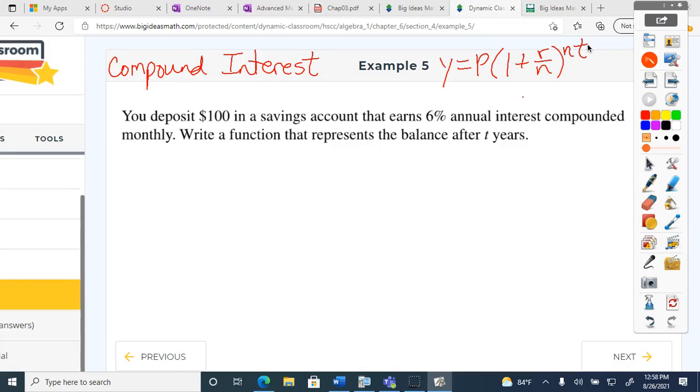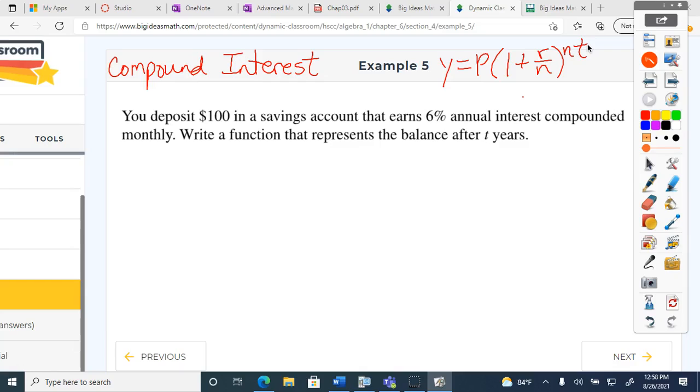If I said I'm going to compound it daily, N's going to be 365. If I say I'm going to compound it weekly, how many weeks are there in a year? 52. So N's going to be 52. If I say, and this is the tricky one, if I say I'm going to compound it quarterly, it's every 3 months, but that's not what N is. How many times would it be compounded?